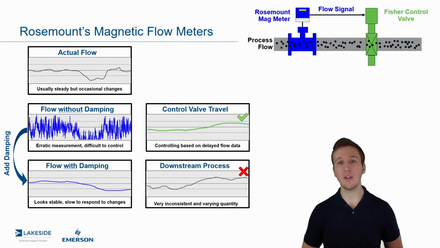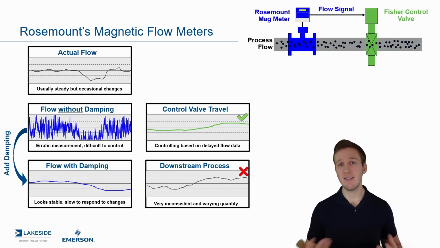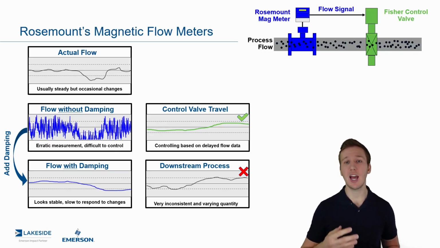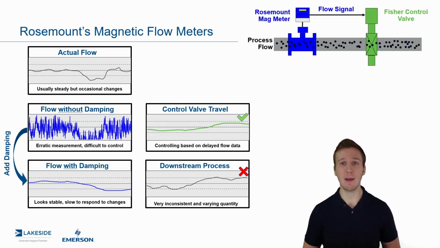And so the result is we might be letting too much product through this valve, and instead of having a nice, consistent, even downstream process flow rate, we actually now have an uptick because of this damping. So that's the challenge with dampening.